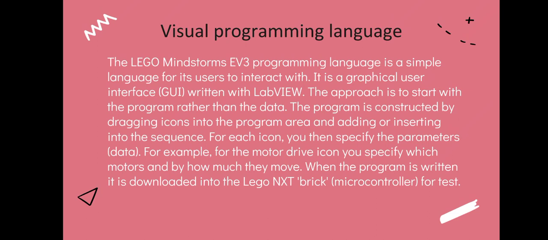Other robot programming languages. Visual programming language: the LEGO Mindstorms EV3 programming language is a simple language for its users to interact with. It is a graphical user interface written with LabVIEW. The approach is to start with the program rather than the data. The program is constructed by dragging icons into the program area and adding or inserting into the sequence. For each icon, you then specify the parameters. For example, for the motor drive icon, you specify which motors and by how much they move. When the program is written, it is downloaded to the LEGO NXT Brick microcontroller for tests.